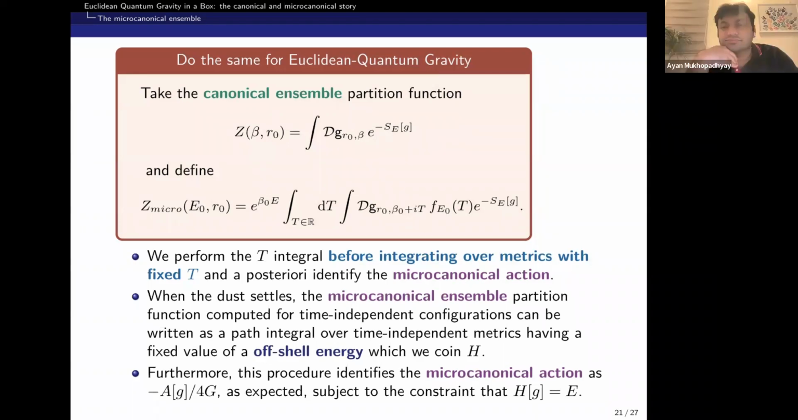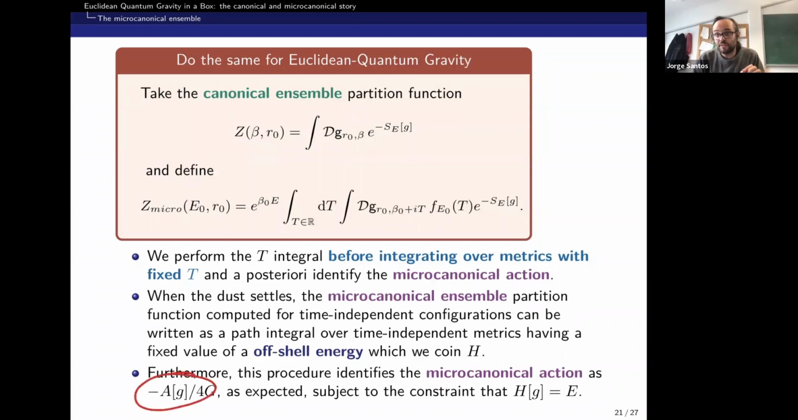Okay. But once you do that, and there is such a definition of off-shell energy valid for higher derivative theories, you get that the microcanonical action is just the area divided by 4G, and that you should look at perturbations that preserve this constraint.